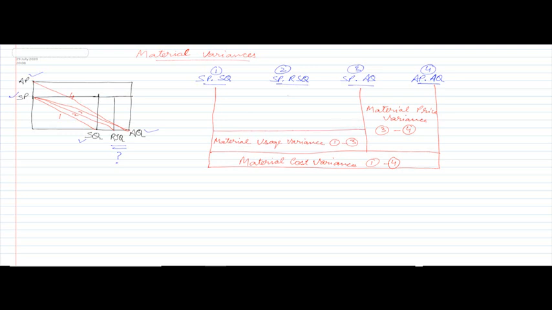There would be 2 parts. One part would be material yield variance and second would be material mix variance. Material yield variance would be calculation 1 minus calculation 2, and material mix variance would be calculation second minus calculation third. In this way we shall calculate the variances.